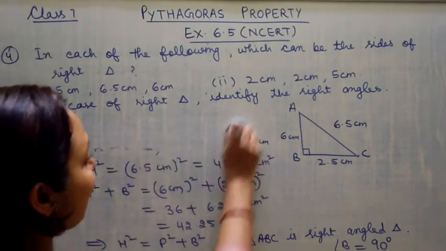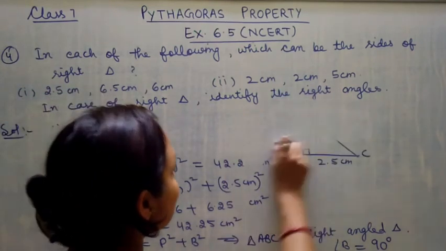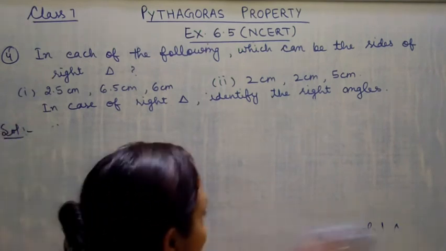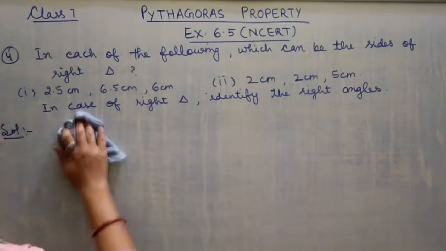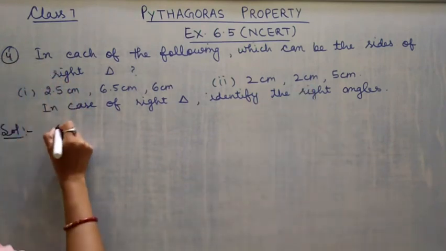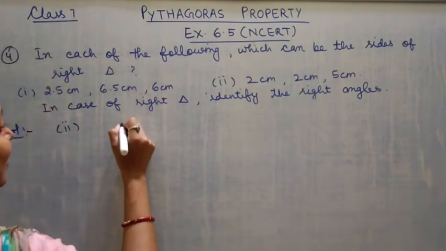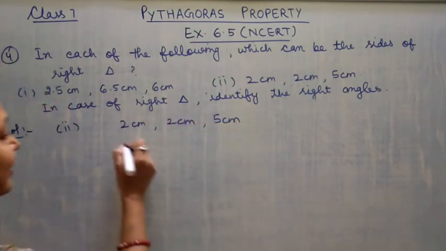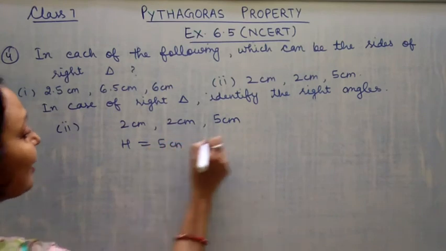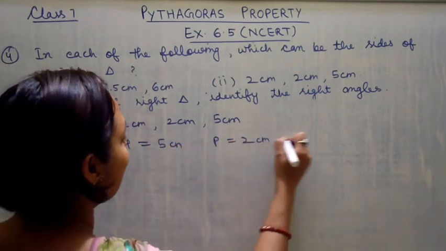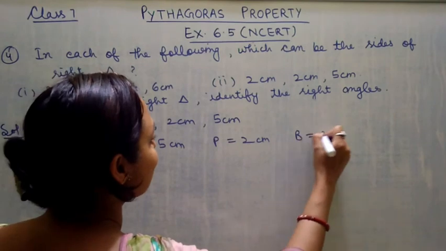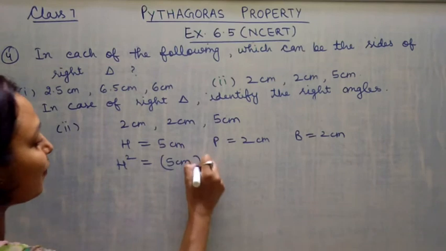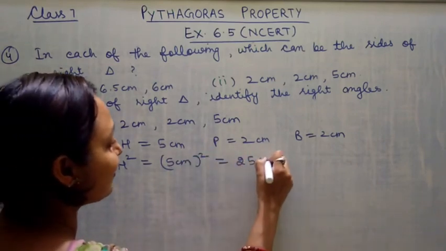So I will take another triangle with the different measurements which are given here. So I will check by using these three sides. Second part: 2 centimeter, 2 centimeter and 5 centimeter. I will take the longest side as h, and perpendicular is 2 centimeter and base is also 2 centimeter, right? So I will check h square, that is 5 centimeter whole square. 5 5s are 25 centimeter square.